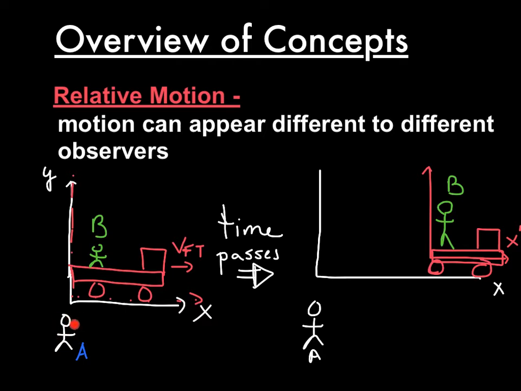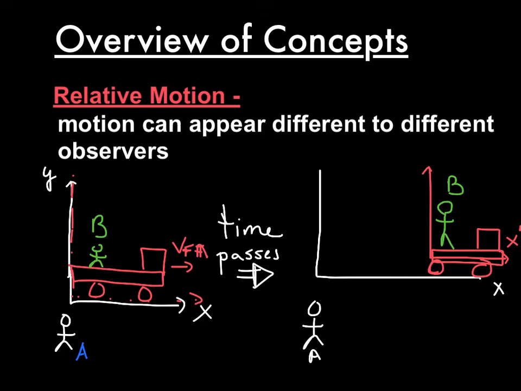Our stationary observer is going to be person A down here. And there's this truck, which is going to be the frame relative to A. All right? So the truck's going to move relative to this person A here. But person B is standing on this truck, so person B moves with the truck.